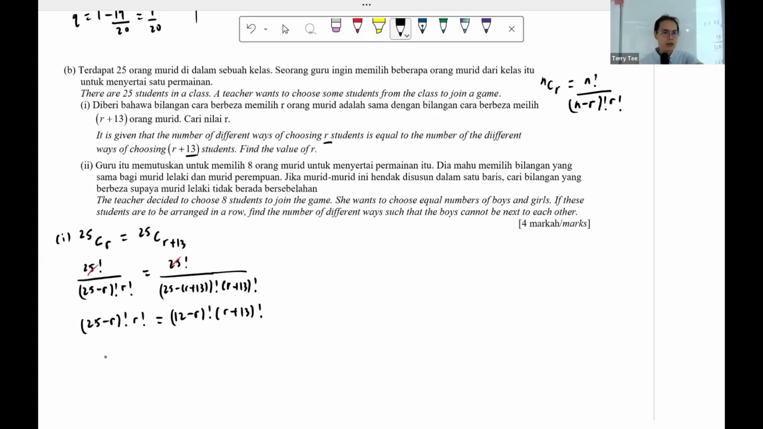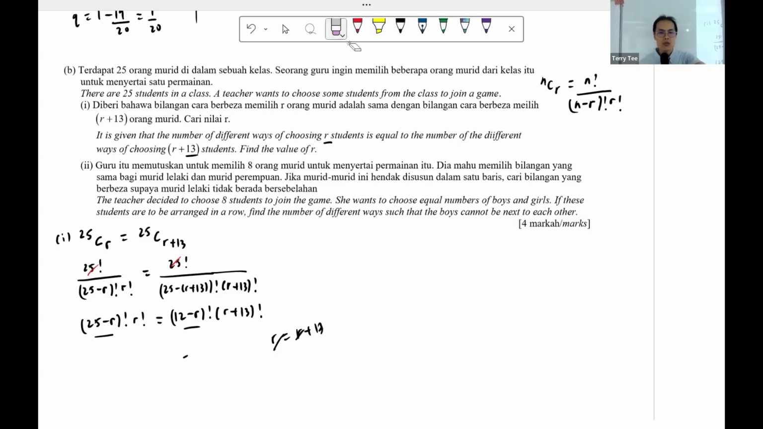But the thing is, you cannot compare this and this. Why? 25 minus R, is it 12 minus R? You try to solve this, what happened? You get 13 equals 0, which doesn't make sense, right? Likewise, your R equals R plus 13. If you compare this, what do you get? Cancel, cancel, you get 13, right? So we are comparing the wrong thing.